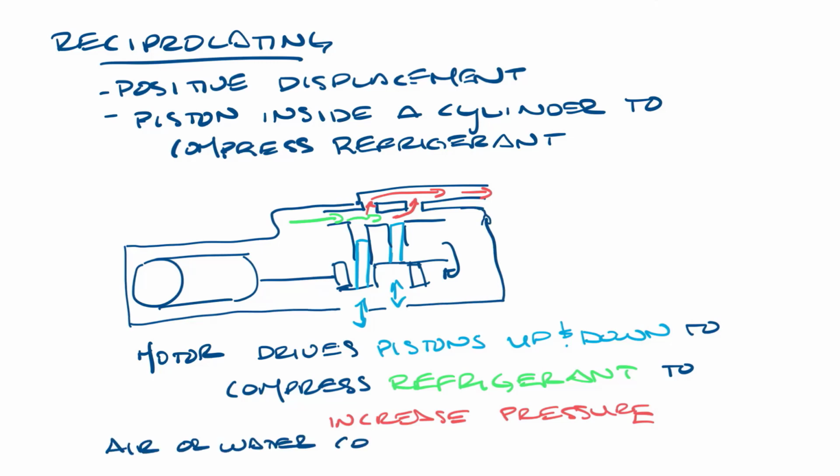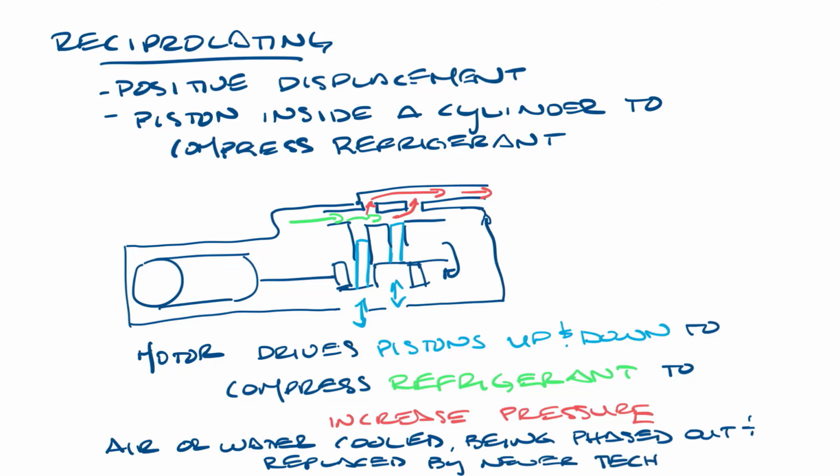Reciprocating compressors can be air-cooled or water-cooled. They are being phased out and replaced with newer, more energy-efficient technologies. They have more moving parts, and so they require more maintenance than some of the newer compressors. Let's move this over and look at centrifugal compressors.